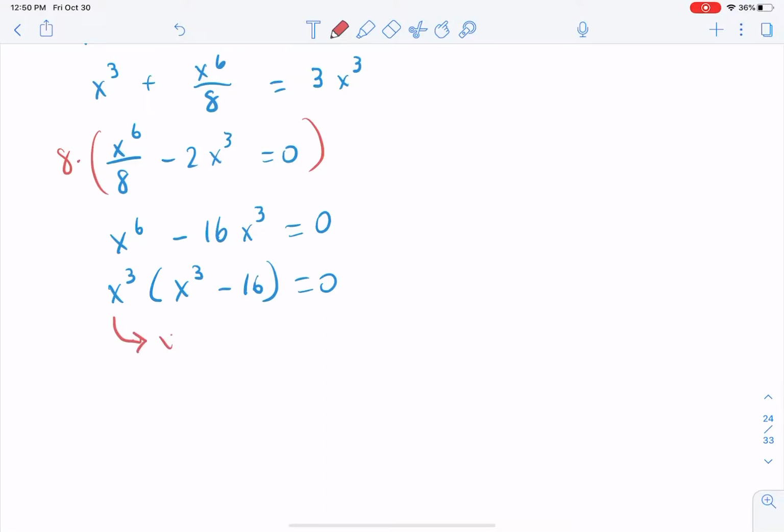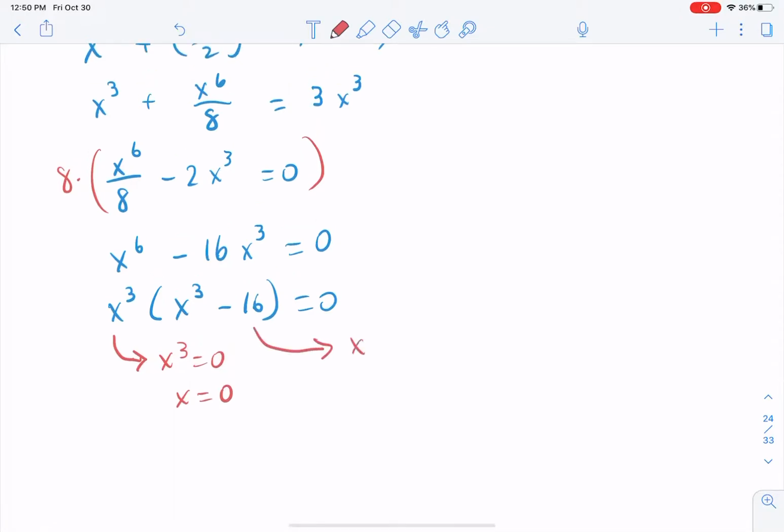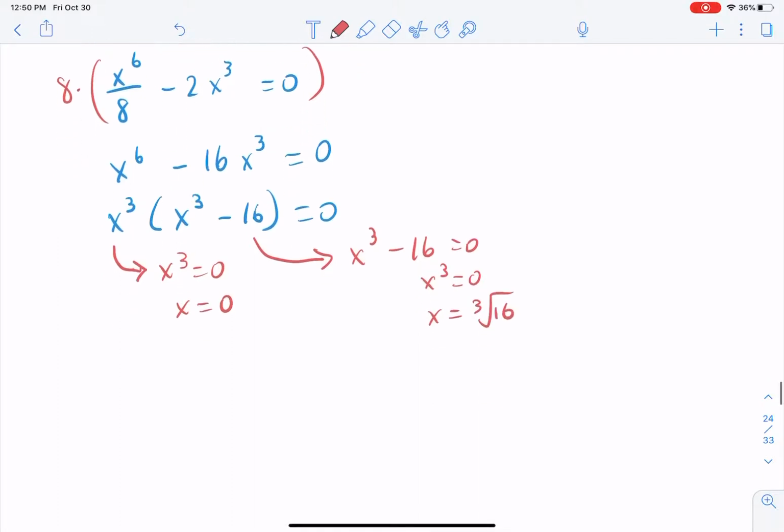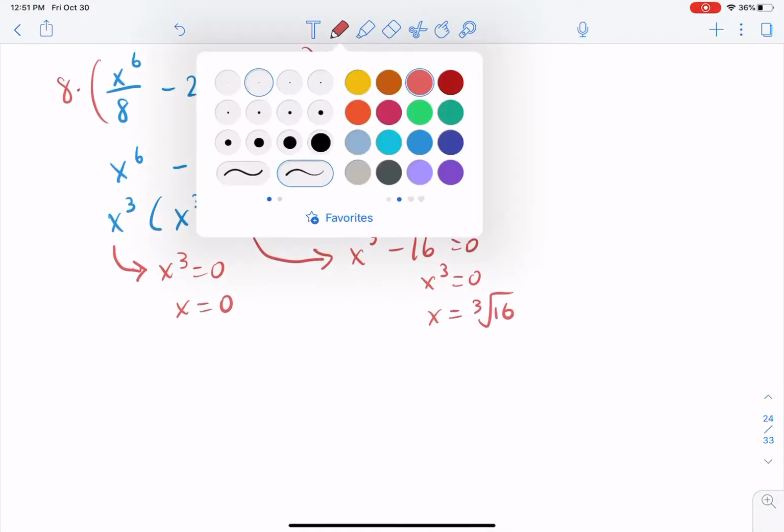Maybe x to the third is equal to 0, which means that x is equal to 0. Or maybe x cubed minus 16 equals 0. Add the 16 over. Take the cube root. X is equal to the cube root of 16. I don't know about you, but I got a pretty good feeling about the 0.